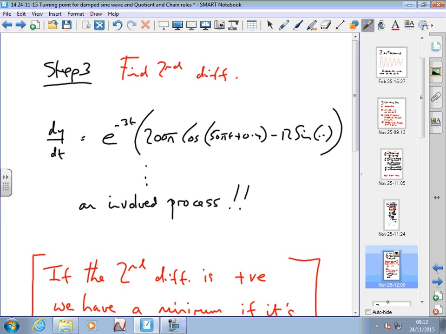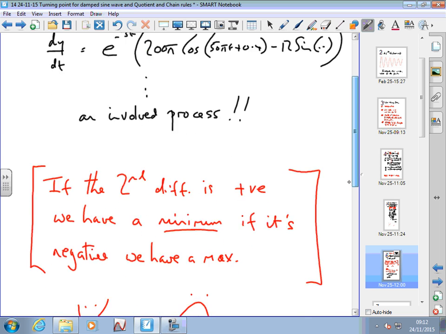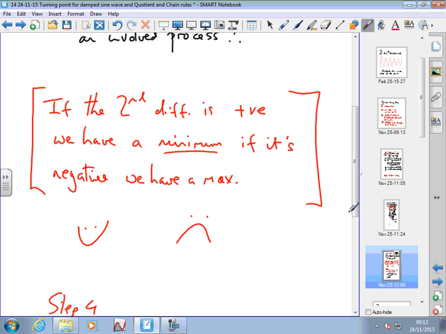What I want to do now, though, is determine whether or not this is a maximum or minimum, so I need to differentiate again. I need to take this function and differentiate again. I've got t appearing here, t appearing here, and t appearing here inside this bracket. So it's actually quite an involved process, so I'm not going to do it, okay? But that's what we do. If the second differential is positive, we've got a minimum. If it's negative, we have a maximum. I think we mentioned this little memory aid before, didn't we, last week? So if we really needed to determine whether this was a maximum or a minimum, we could find the second differential.